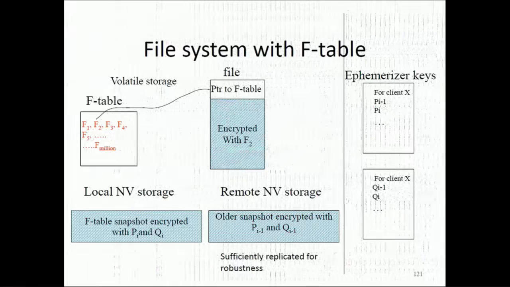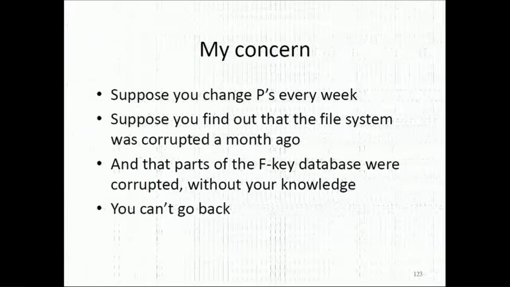So what's wrong with this? Well, the problem is that suppose you change the public keys every week. So it takes about a week for a file to truly go away. What happens if there's a bug in the file system that it's corrupting some of those keys for files that you really care about but you don't look at very often? So the problem is that you may not notice for months.